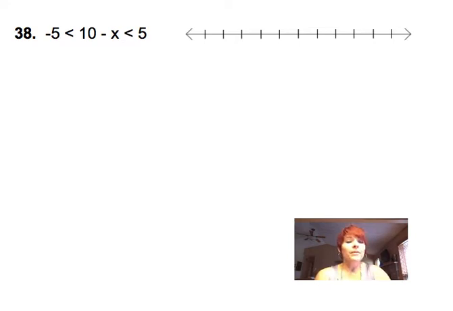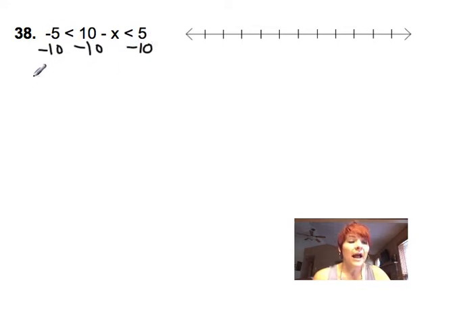We're going to start with the part in the middle. Always look for the part where there's an x. Okay, that's in the middle. The first thing I would have to do to get x by itself is subtract the 10. But now we have to do that in 3 places. I need to do it to the left of the inequality symbol, and I need to do that to the right of the inequality symbol. So I'm going to subtract 10 from 3 places.